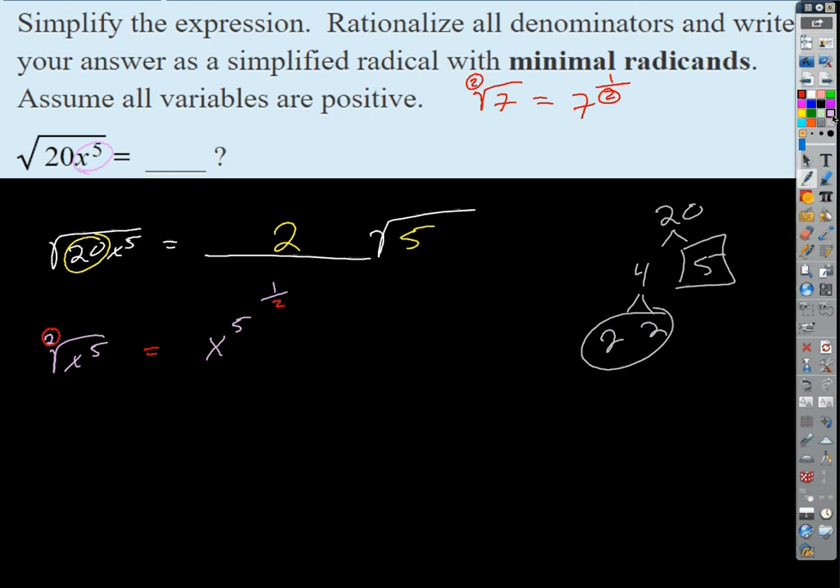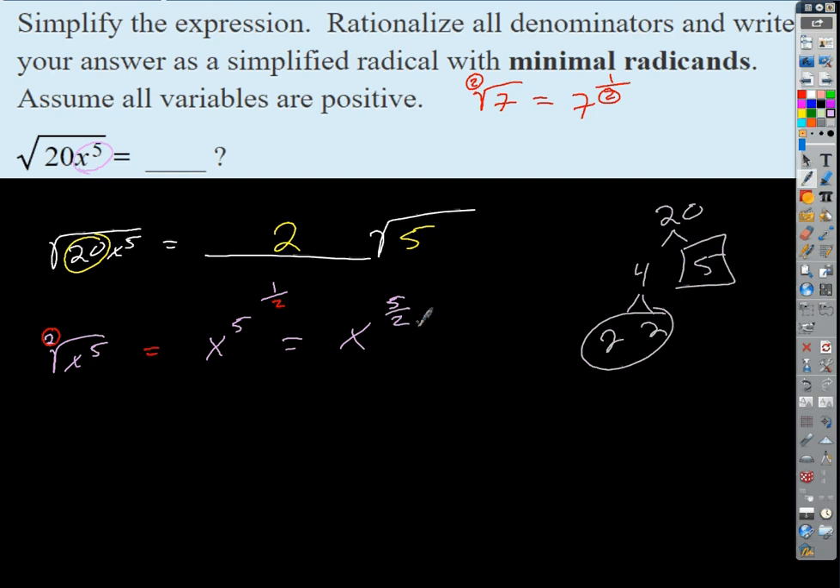So then we can do this. There's a rule we can develop here. Whatever the power is inside the radical, that's the numerator, right? And whatever the index is, the number that you write on the radical, we call it the index of the radical, that's the denominator. So this is x to the 5 halves.